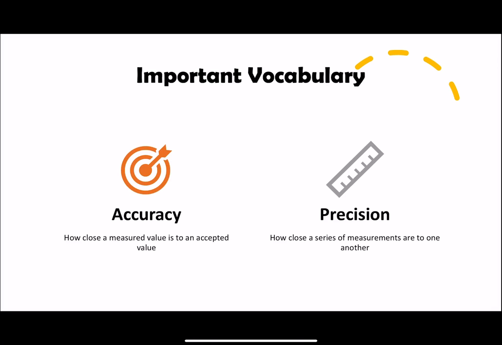These words sometimes are used interchangeably, incorrectly, because some people think that if you're precise, you're accurate and vice versa, but they're actually very different. So accuracy is how close a measured value is to an accepted value, and precision is how close a series of measurements are to one another.